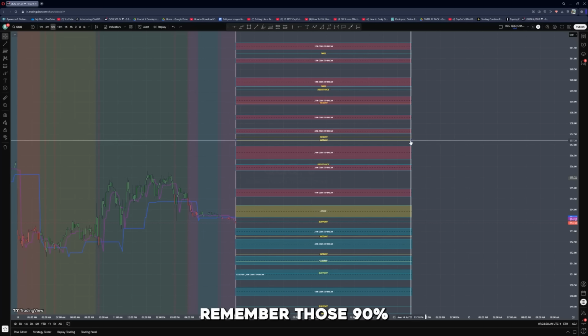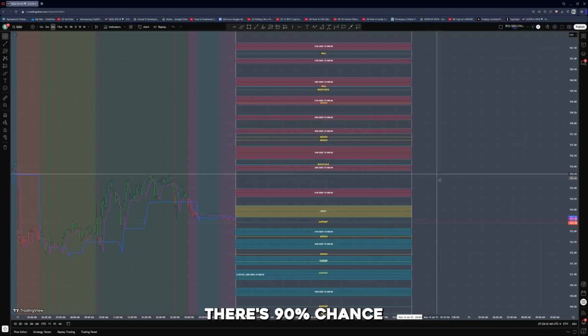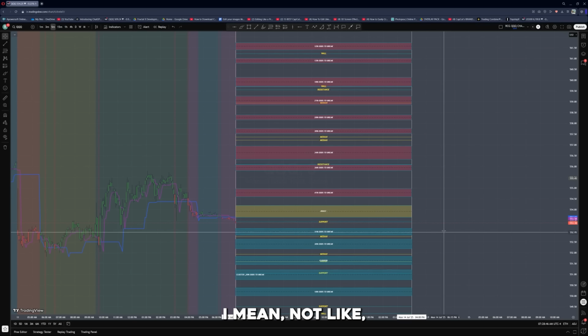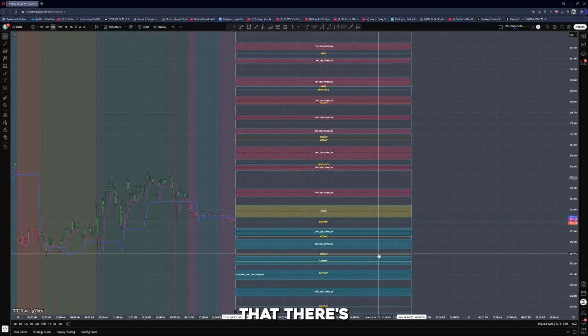Also I plotted these medians for a second reason. Remember those 90% odds to touch either of those medians? So there's a 90% chance that either these three medians are hit. I mean, not like a complete 90%. It could be varying from time frame to time frame I'm using. Now you could just look at it and say that there's a 90% chance to close these three medians. So these become targets.